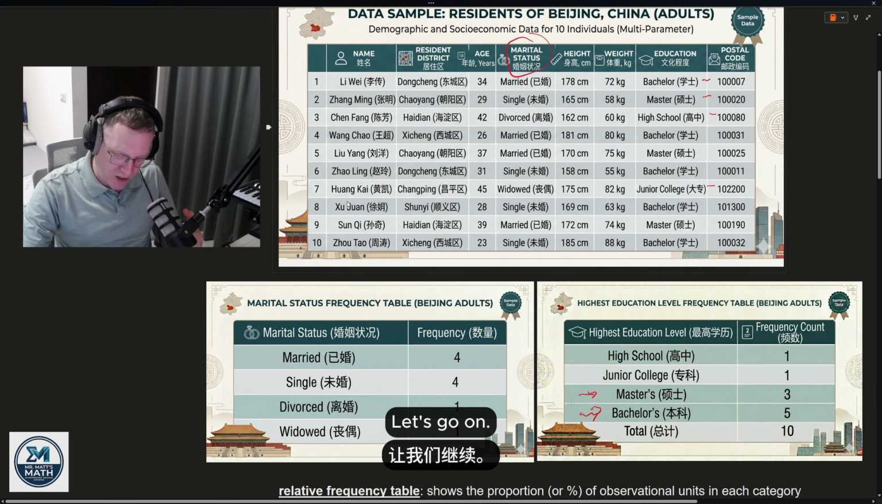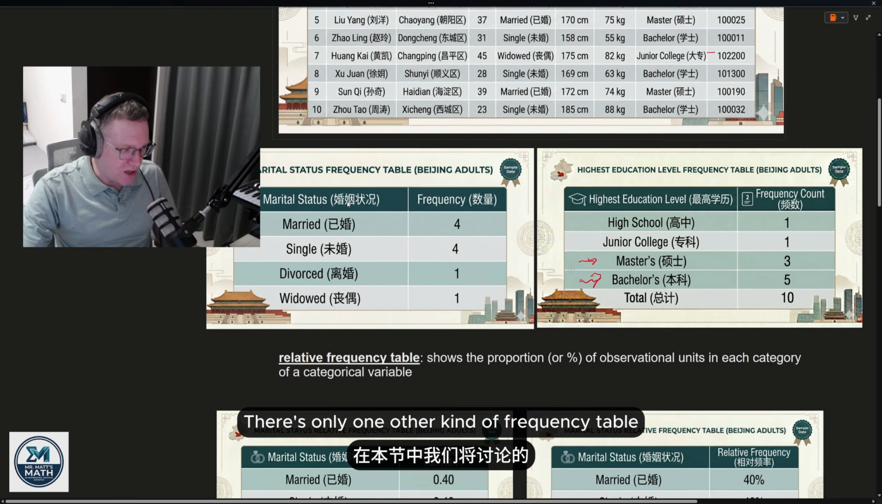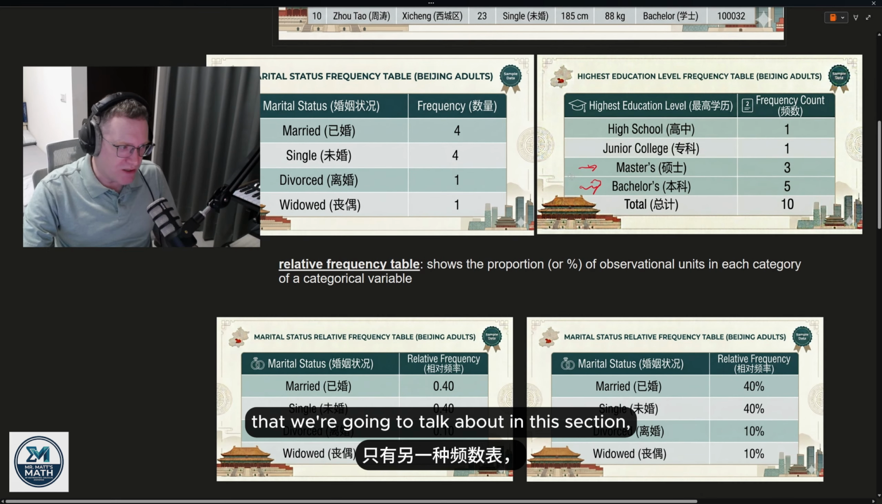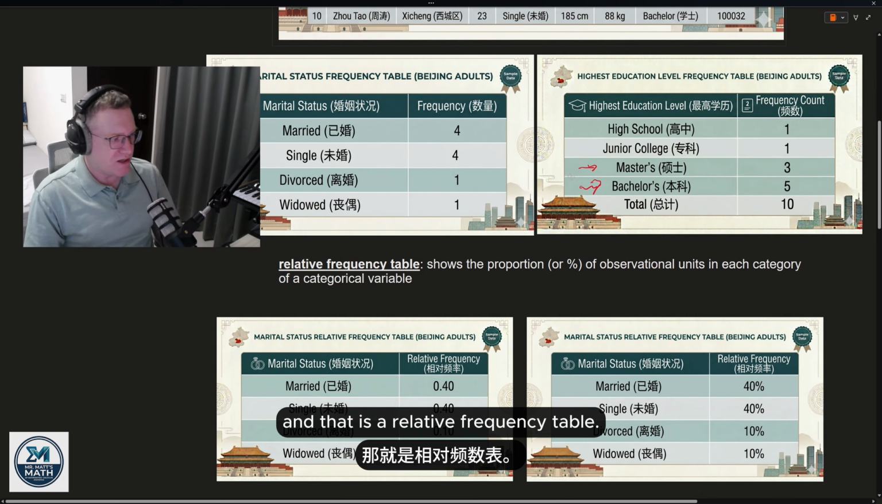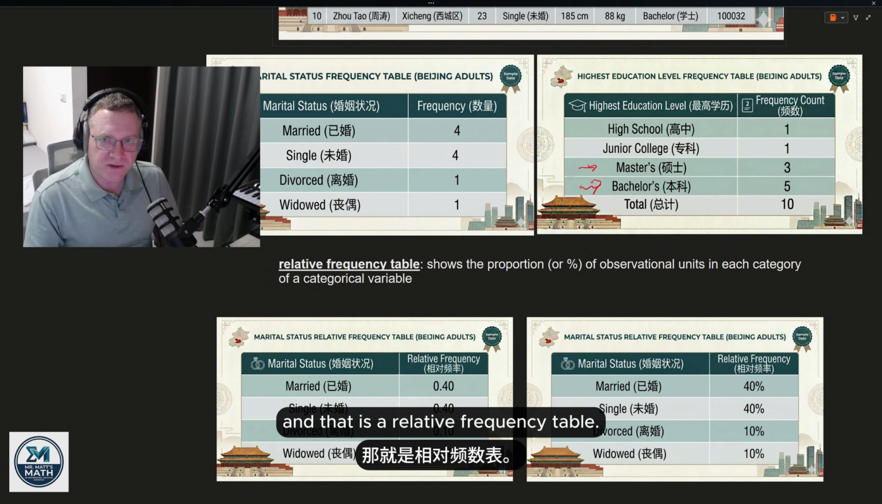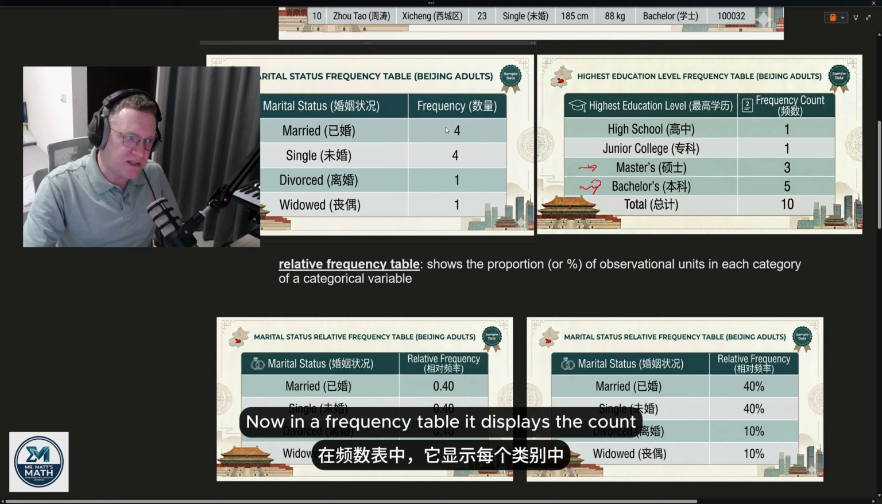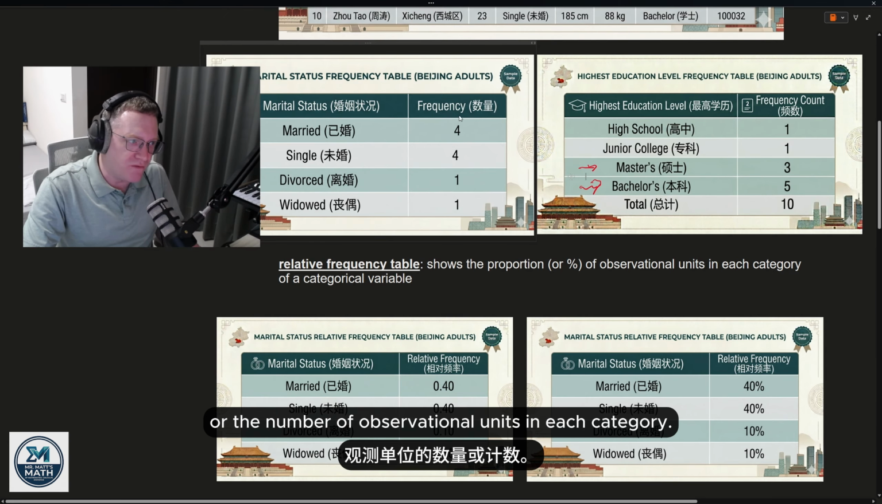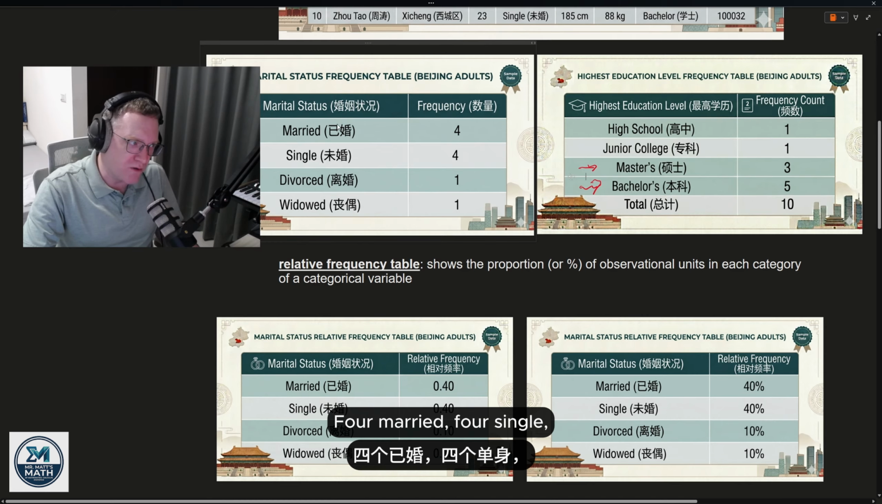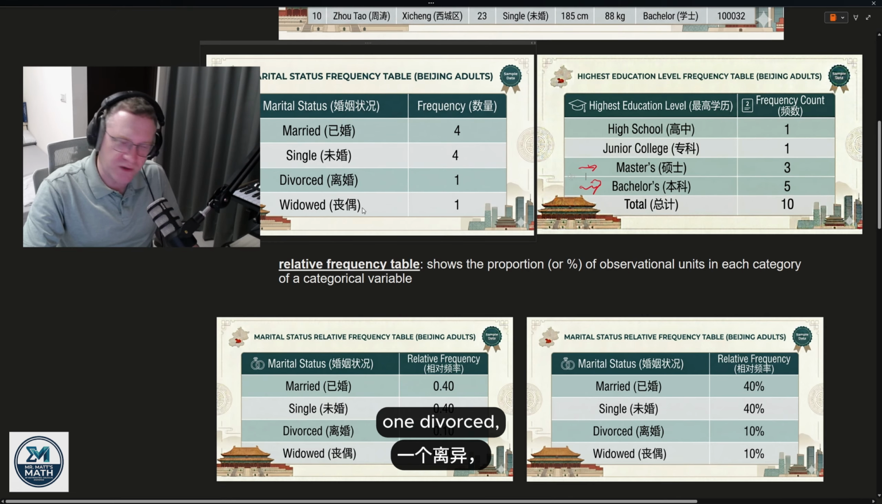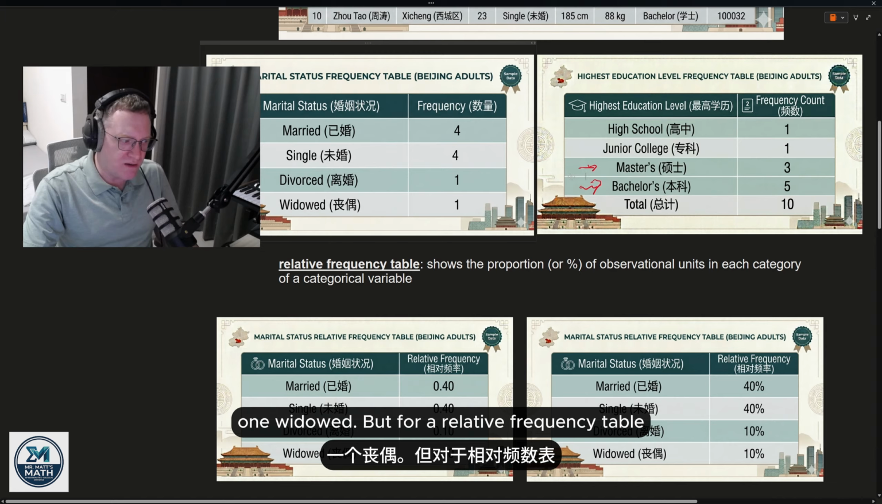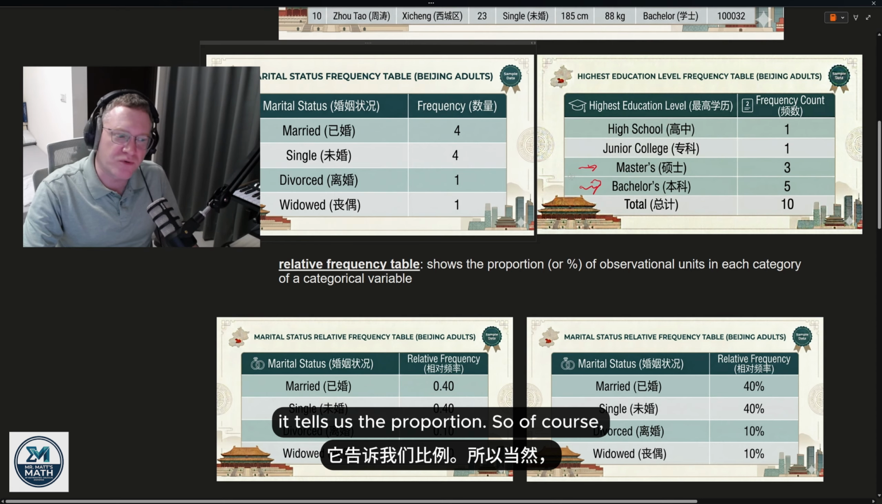Let's go on. There's only one other kind of frequency table that we're going to talk about in this section, and that is a relative frequency table. Now, a frequency table displays the count, or the number of observational units, in each category: 4 married, 4 single, 1 divorced, 1 widowed. But a relative frequency table tells us the proportion.